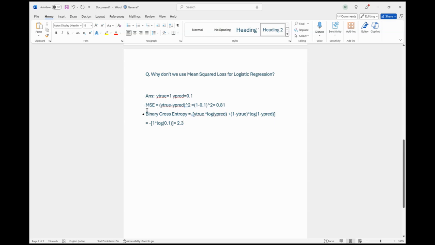Whereas if we use an MSE loss, the amount reported by the loss function is much smaller than that of binary cross entropy loss. This is the reason why for logistic regression we prefer binary cross entropy loss over mean squared loss. Hope this helped.